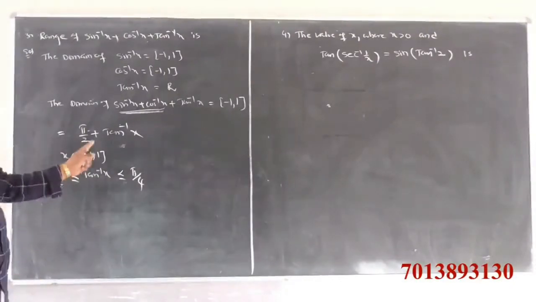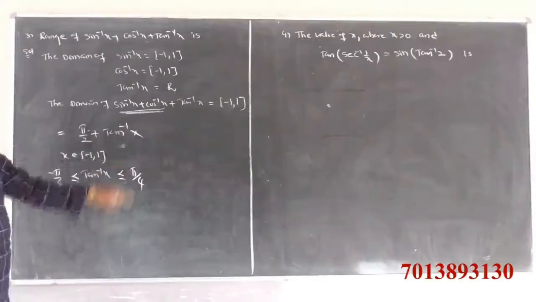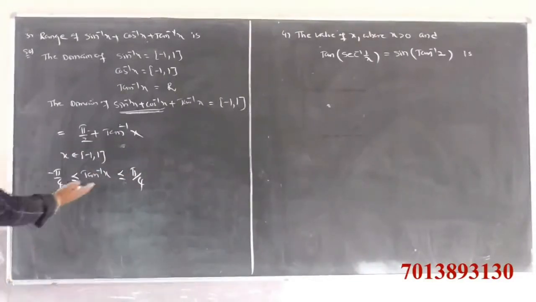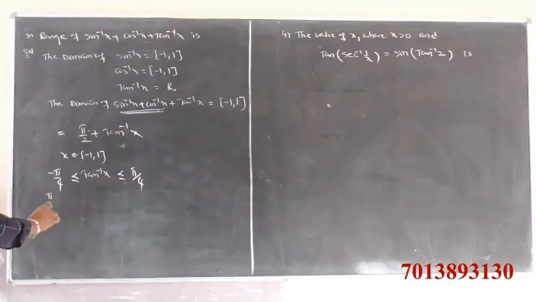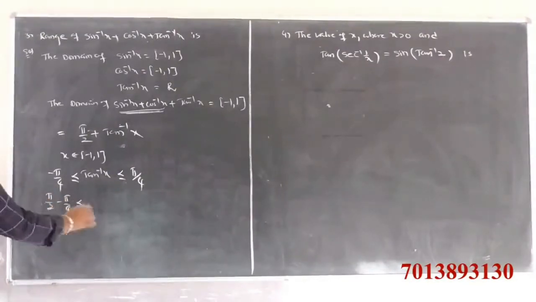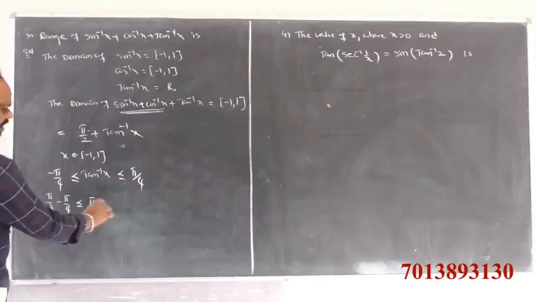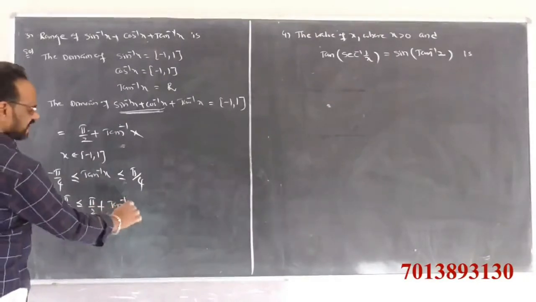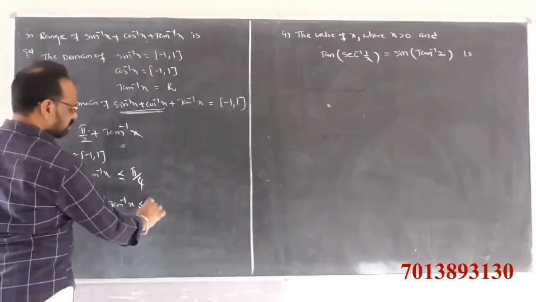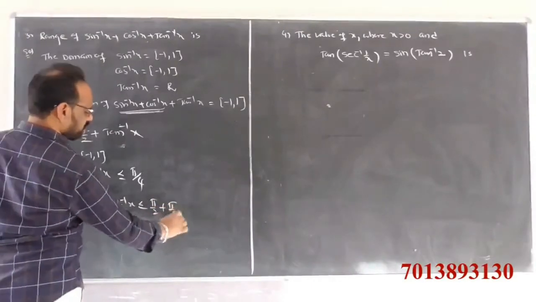We want the range of this function, pi by 2 plus tan inverse x. Adding pi by 2 to both sides, we get pi by 2 minus pi by 4 is less than or equal to pi by 2 plus tan inverse x is less than or equal to pi by 2 plus pi by 4.